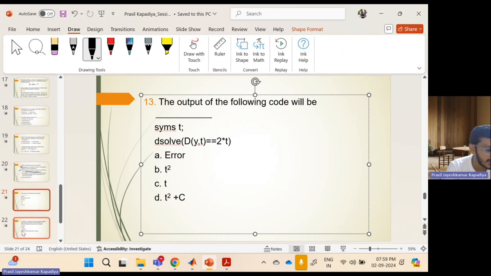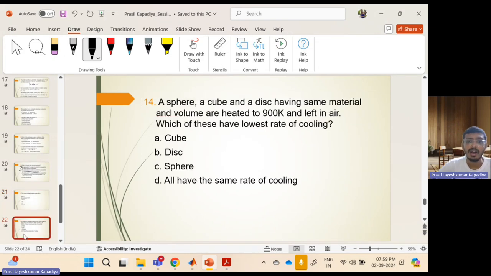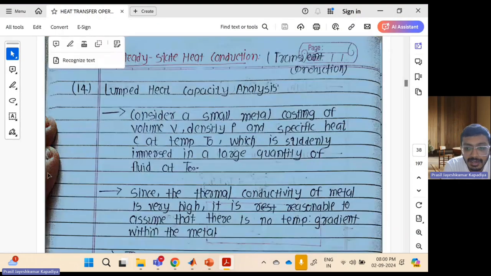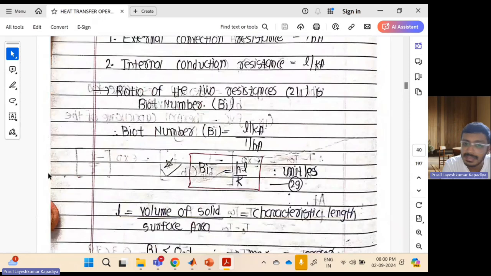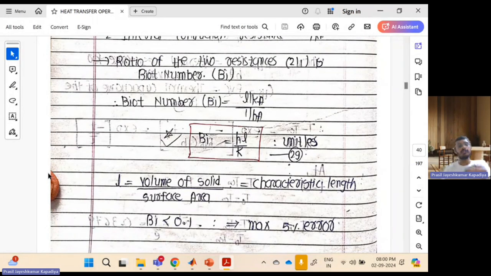Okay. Our next question. A sphere, a cube, and a disk having the same material and volume are heated to 900 Kelvin and left in air. So this is nothing but a problem of transient heat conduction, a lumped heat capacity analysis problem. These questions are also asked in GATE based on this lumped heat capacity analysis.